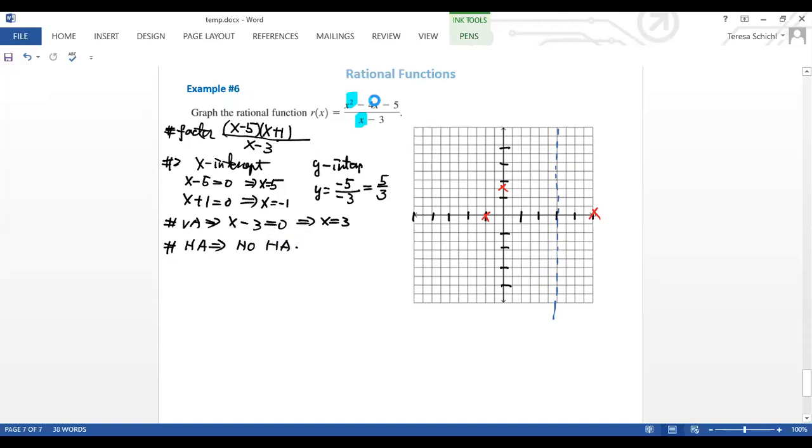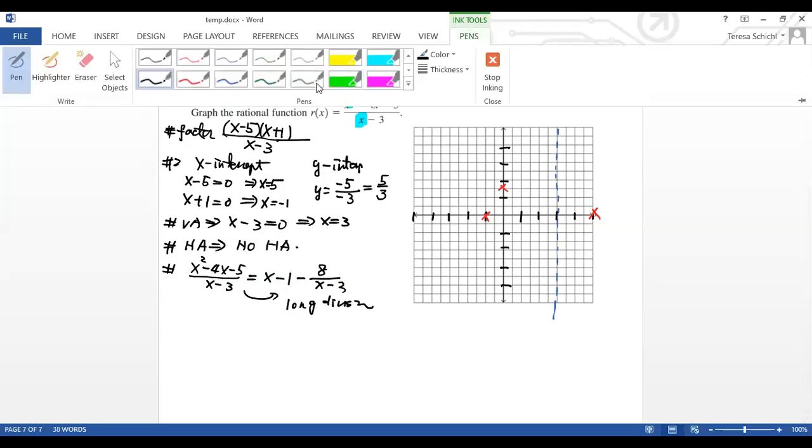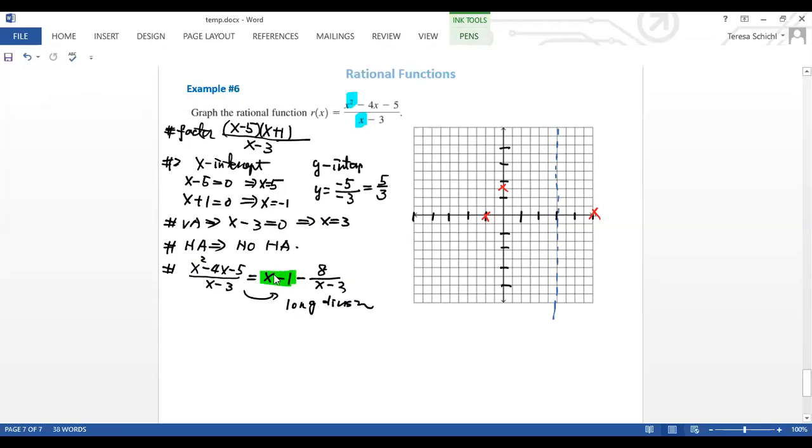But because the degree of the numerator is higher, let's try to do the long division, right? So this is x squared minus 4x minus 5, divided by x minus 3. I assume you all know how to do long division. So I have x minus 1 and minus 8 over x minus 3. From here to here is a long division. The reason I want to do long division is because of this x minus 1.